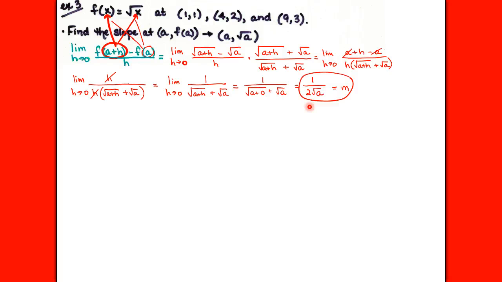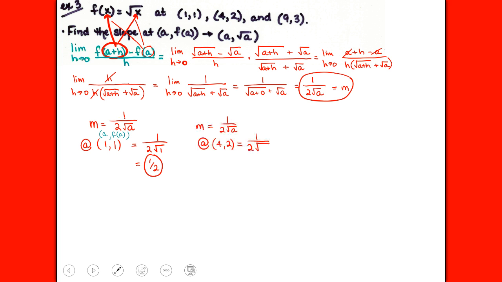So watch this. I can go through and say, okay, if my slope is 1 over 2 square roots of a, if that's the formula for this slope, and I want to know the slope at 1, 1, remember that 1, 1, that's a, f of a, or that's my a value, my y value. You could think of it that way. So all I'm going to do is put 1 in the place of a. So if I put 1 in the place of a, there's my slope.